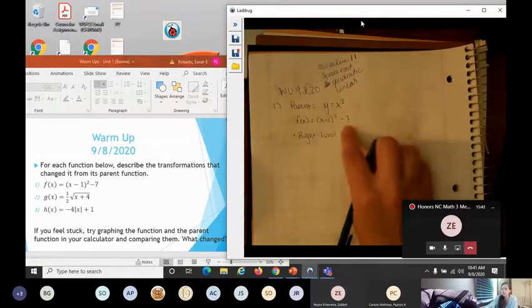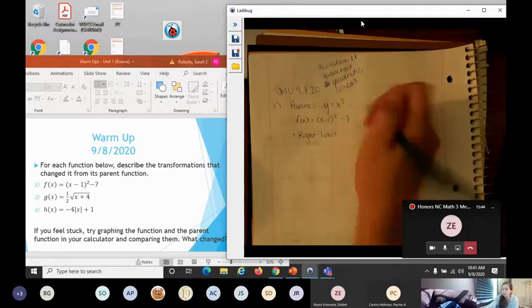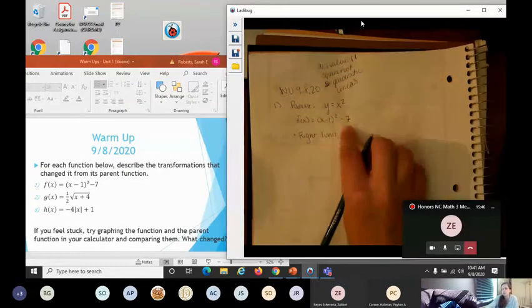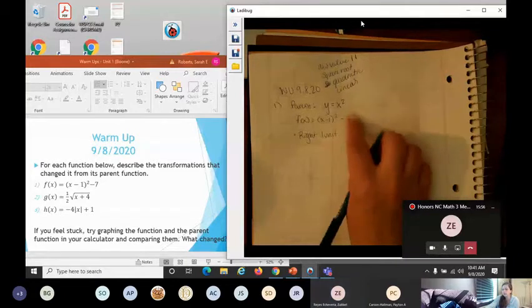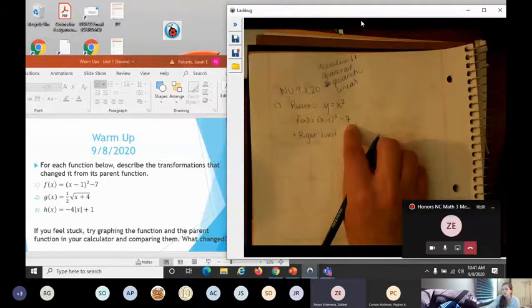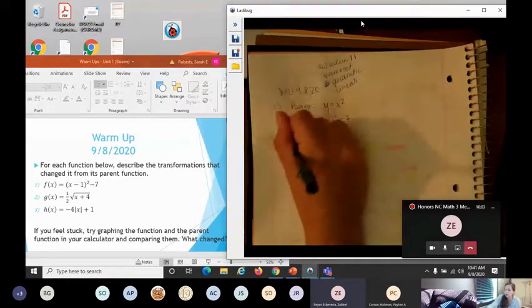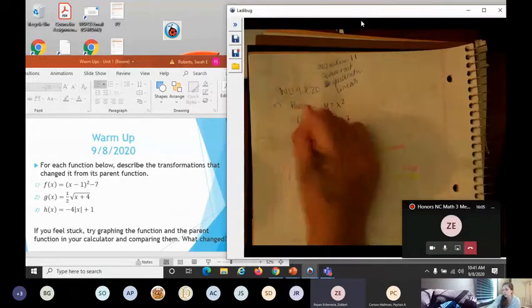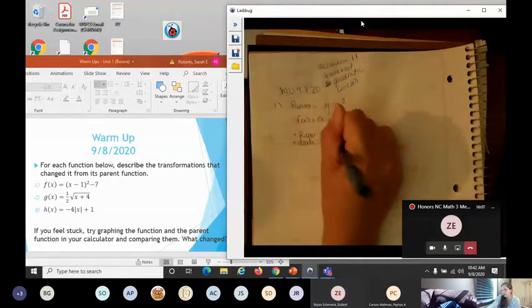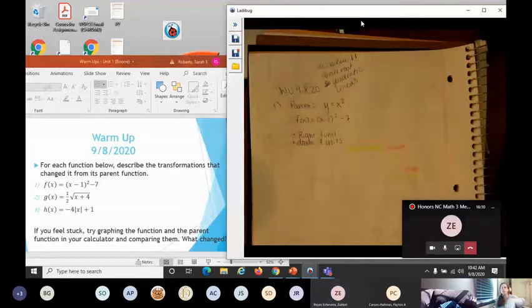And when it's outside of the parentheses, it does what you would expect it to. So does this negative 7 move it left, right, up, or down? Right. No. So when it's outside of the parentheses, it's going to move it up or down. Is this one going to be up or down? Down. Yeah, so this one's going to move it down 7 units. Very good. Thank you very much, Zulabet.